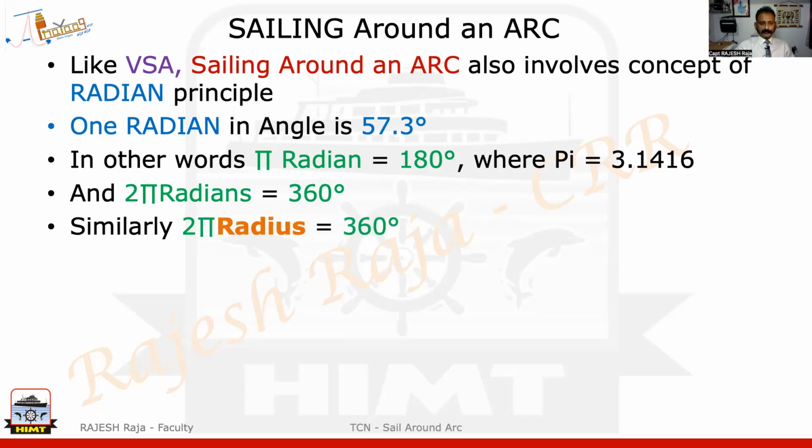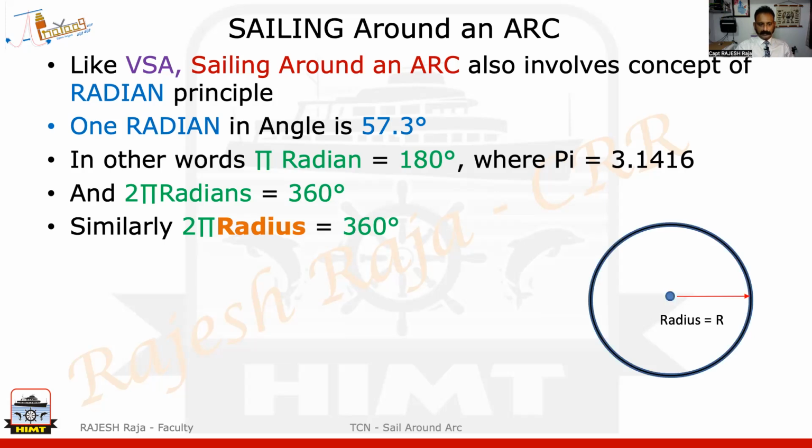Instead of writing 2 pi radians, I can write it as 2 pi radius also. That means, as I had mentioned, I'm involving a circle. If I multiply 2 into pi into the radius of that circle, you will see that the angle subtended is 360 degrees also. So let us quickly have a look at how it is. I'm drawing a circle. I have chosen a radius. It could be anything.